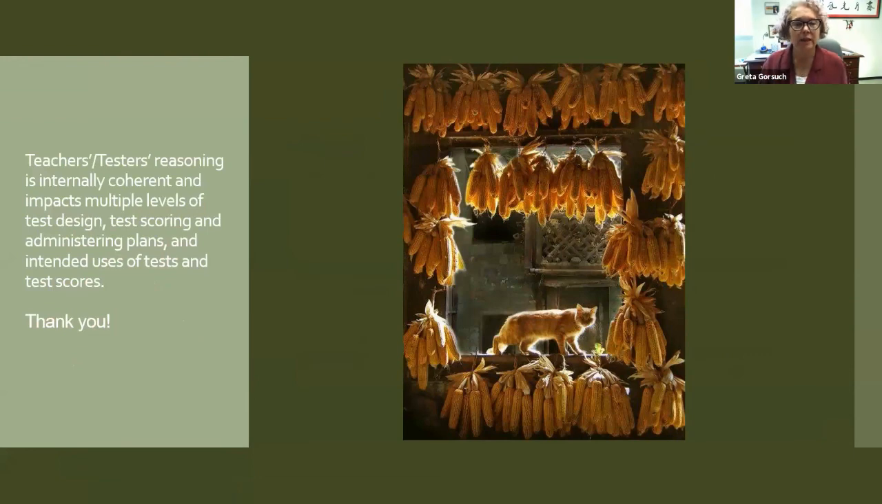And I'm going to argue again that teachers and testers, and I say teacher/tester because they're the same, right? Their reasoning is internally coherent and it impacts multiple levels of test design and test scoring and administering plans, and also the intended use of tests and test scores. And I'm pretty sure this photograph of this cat is in Turkey. So I wanted to honor Dr. Kilikaya for that.